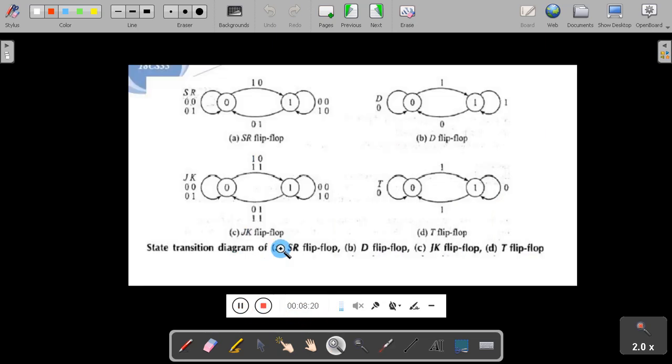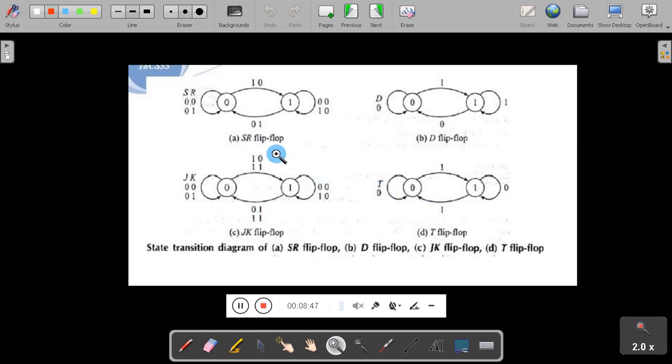Now, flip-flop as a finite state machine. Here we will see the concept of flip-flop as a finite state machine. The finite state machine concept offers a better alternative to the truth table in understanding the progress of a sequential circuit with time. So you will see the FSM of the SR flip-flop, D flip-flop, JK and T flip-flop.